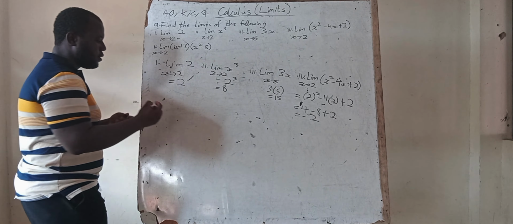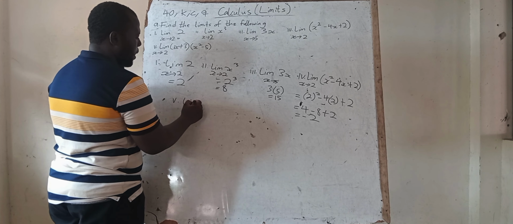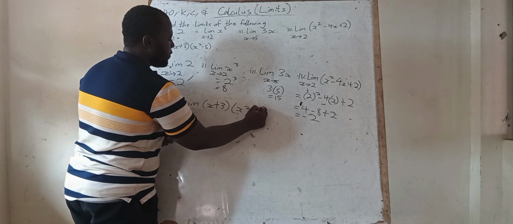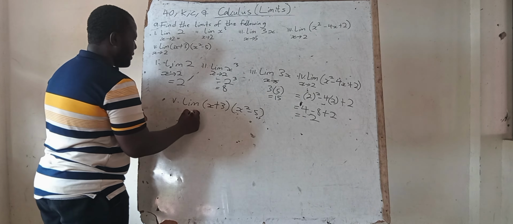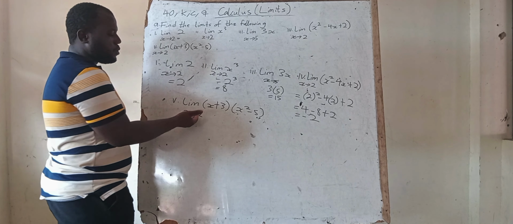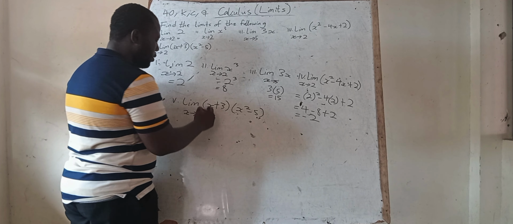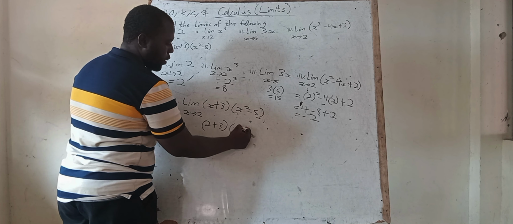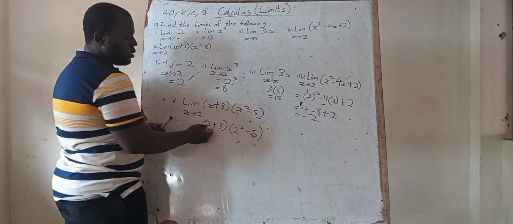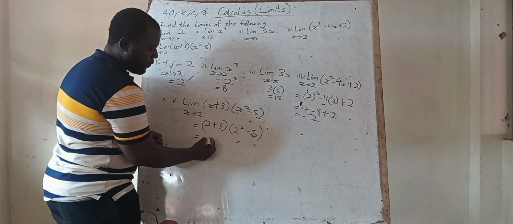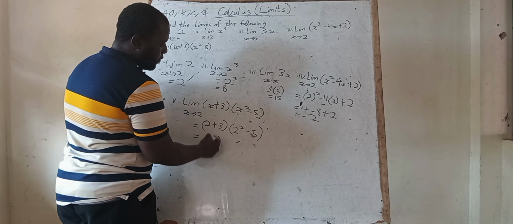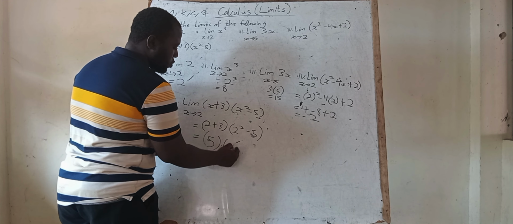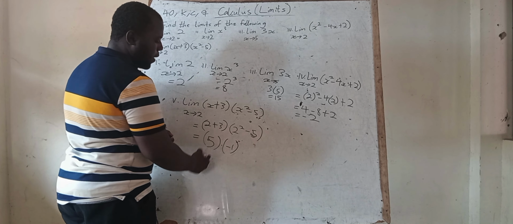Let's move on to the last question, which is V. So we have to find the limit of x plus 3 multiplying x squared minus 5, and we have x approaches 2. With this, we can just substitute 2 into this. So we get 2 plus 3 all in brackets, then 2 squared minus 5 all in brackets. 2 plus 3 will give us 5. Then 2 squared is 4, so we get 4 minus 5, which will give us minus 1. Hence we get 5 multiplying minus 1, which will give us minus 5.